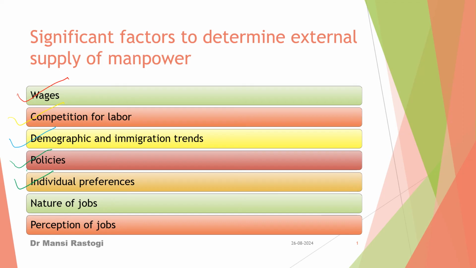Every single individual is unique, so the nature of work would also be unique. For example, there is Holland's model, where he talked about the personality job fit theory. So people choose their profession on the basis of their personality. Then the nature of job, same thing. Some people may like the nature of the job because it matches with their personality, and some people may not like it. Then the perception of jobs.